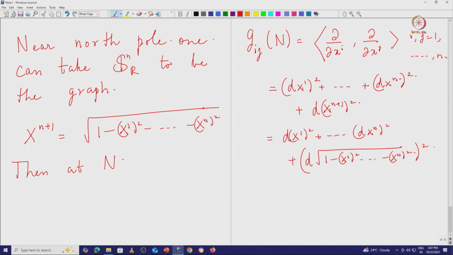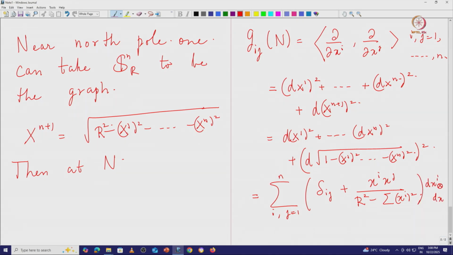So one can do this calculation, and I will just tell you what you get in the end. It is a good calculation for you to write down if you have not done this before. So you get something like delta ij plus xi xj divided by r squared minus summation xi squared (sorry, this should not be a 1, this should be r squared), times dxi tensor dxj.